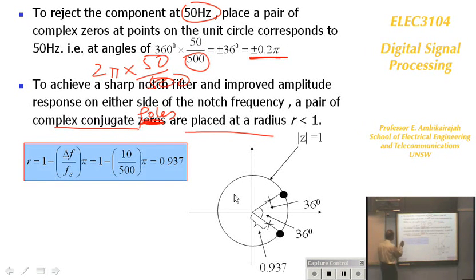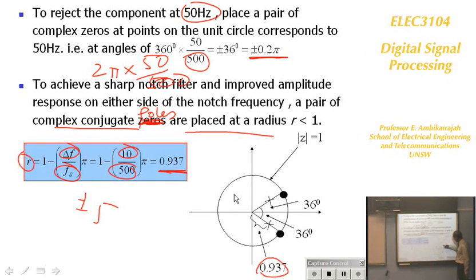Okay, now where is the R? We have been given the formula, bandwidth 10 hertz, plus or minus 5. Fs is given, 0.937. So you go into the unit circle and work out the distance. This pole must be placed at 0.936. On that line, you put zeros there because you notch the frequency.